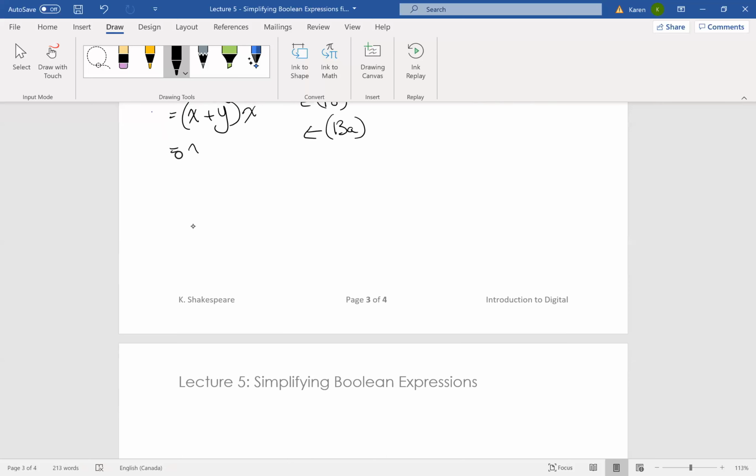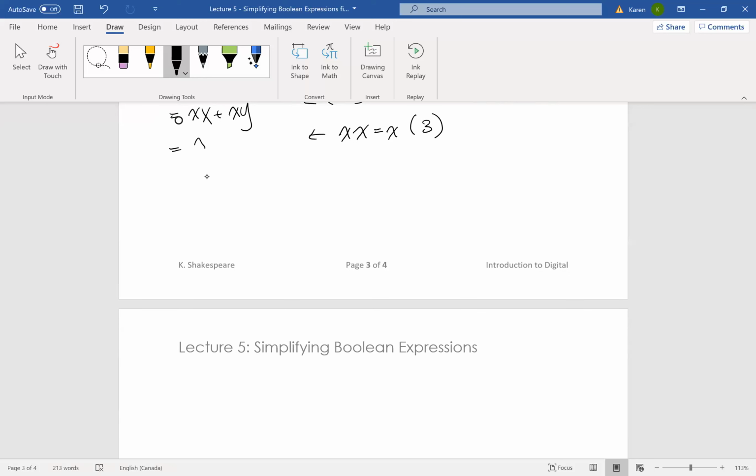well, that equals x times x plus xy. And then I would say, well, x ANDed with itself, if it's two ones, the answer would be 1. If it's two zeros, the answer would be 0. So it must be x. And that's theorem 3. So the answer here is x.